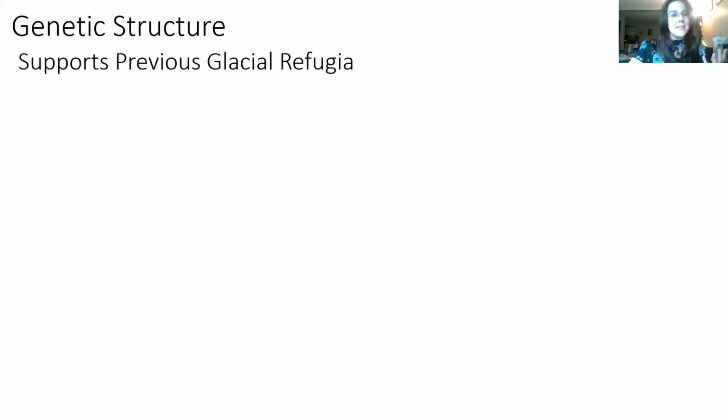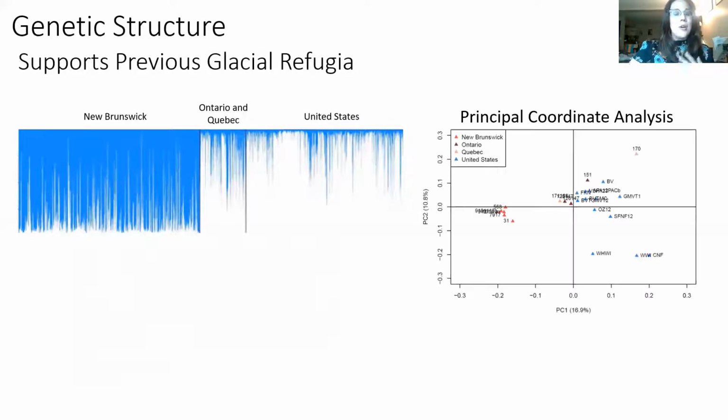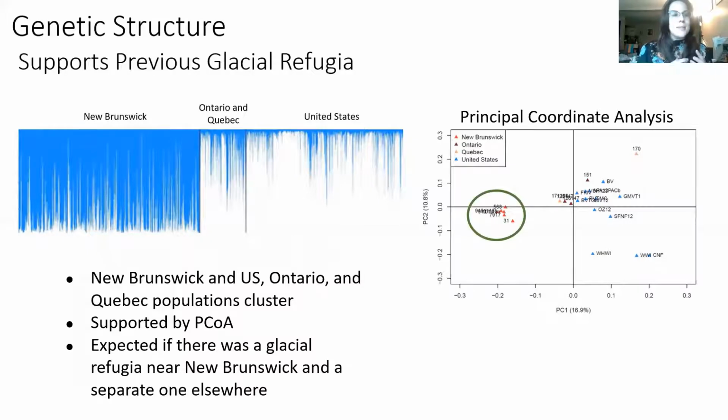And so we see this supported with the newly added individuals as well. We can see here New Brunswick clusters very distinctly from Ontario, Quebec, and United States populations, which is supported by a principal coordinate analysis, which shows New Brunswick individuals cluster very closely, while all other populations cluster away from them. And there's a little bit of difference differentiated by PC2, but it's not really regionally specific.